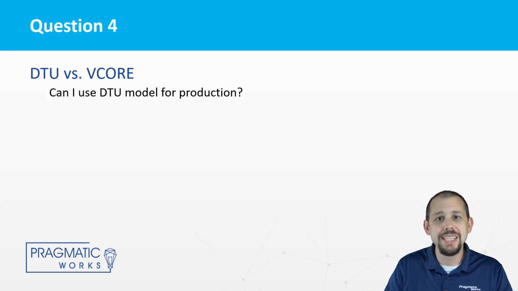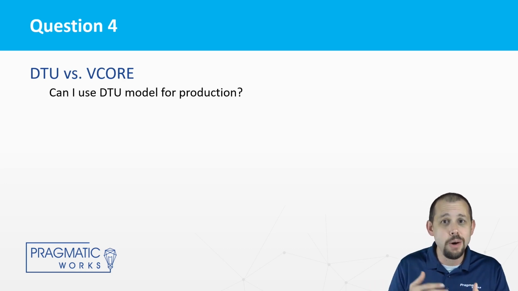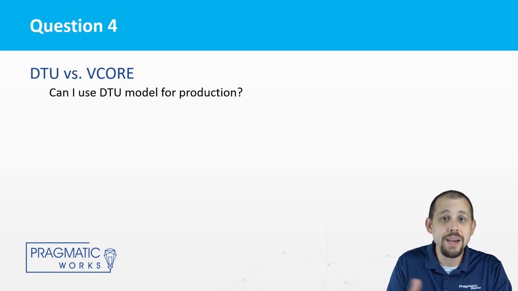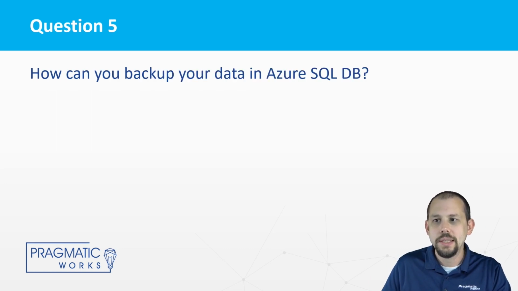One other thing to keep in mind is as you're scaling your database up and scaling it down, changing the size of that, you can always switch between service tiers. So if you have a DTU model today and you want to switch that entire database over to the VCORE model, you can do that. And then when you scale it back, you can scale it back to the DTU model. So that is absolutely something that you can do.